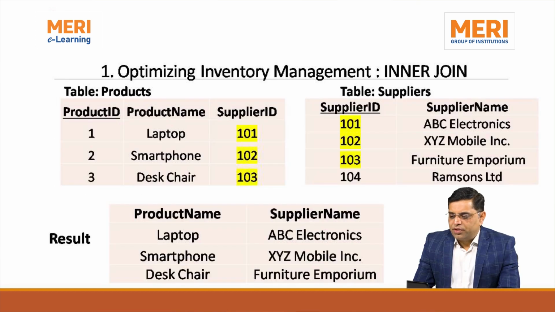Now let's discuss this with the help of an example. Here we have two tables, products and suppliers. In the products table, we have product ID, product name, supplier ID. And in the suppliers table, we have supplier ID and supplier name. Now, when we inner join these two tables on the basis of supplier ID equal to supplier ID, we're going to have a result where we have product name and supplier name, and the supplier ID of the products table matches the supplier ID of the suppliers table.